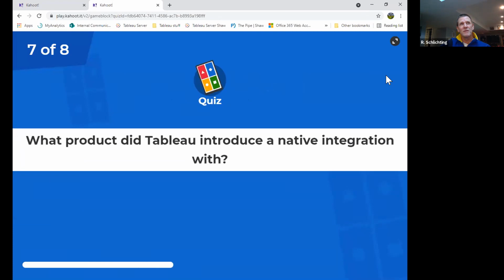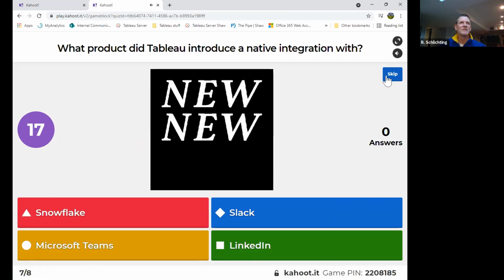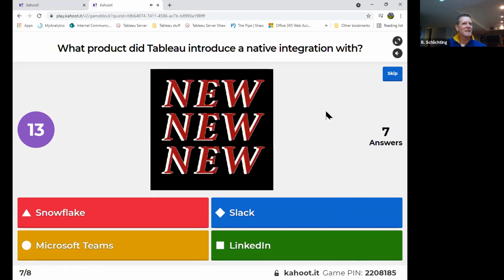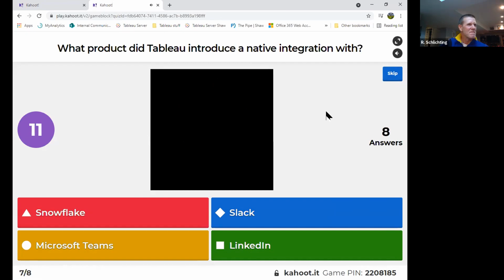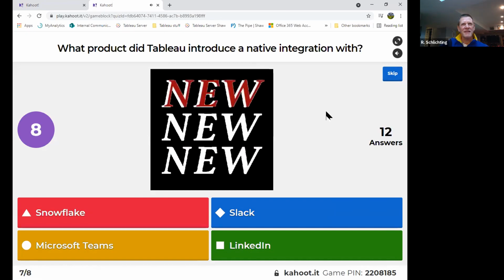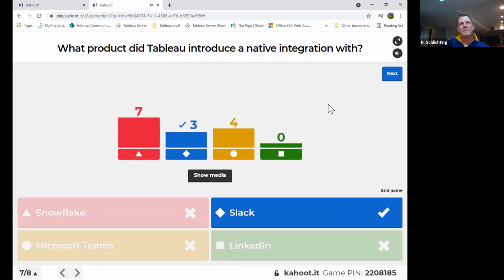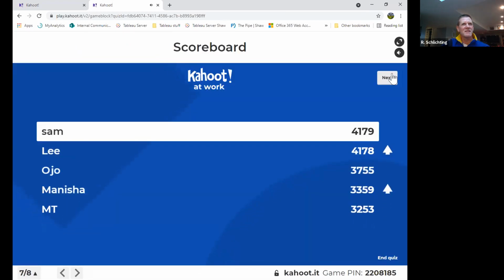Second last question. What product did Tableau introduce with a native integration? With new. Which one is it? 10 seconds. Slack. 3 of you got it right. You would have seen Snowflake there before. And now we'll just go to next and see who's winning. Sam is in the lead. Yes, Sam. Ooh, neck and neck.